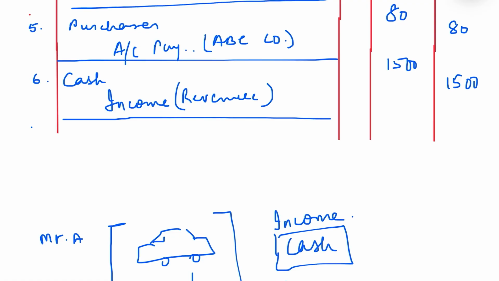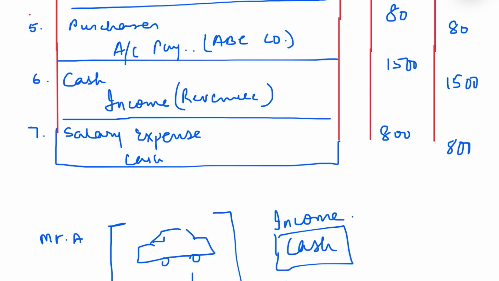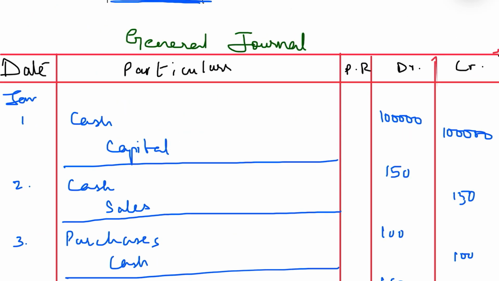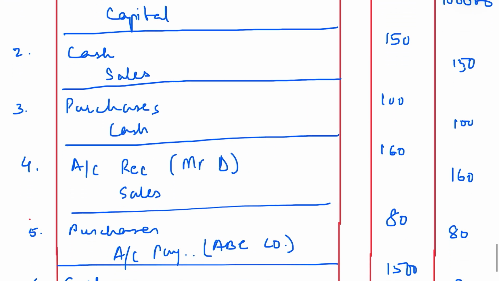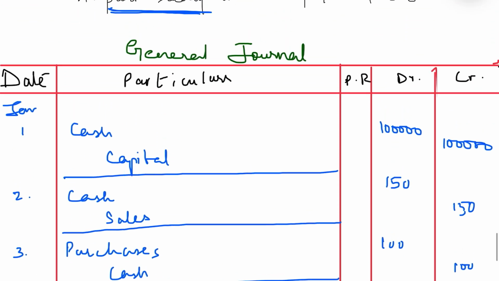So how we will record it? Salary expense account is increased by $800. So cash is going out of the business. It means assets decrease by $800, right? So this is our final transaction. So as you can see here, we recorded all the transactions in the journal.